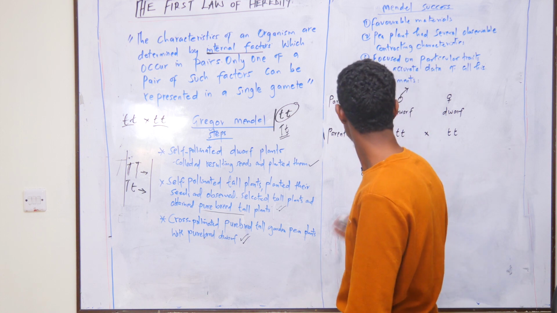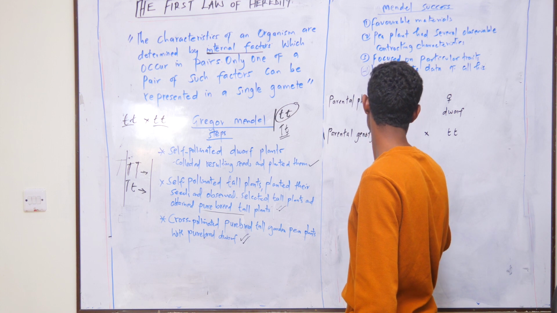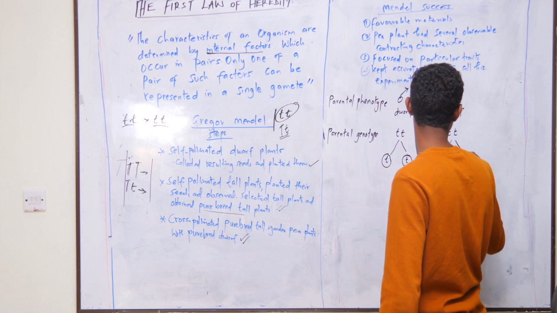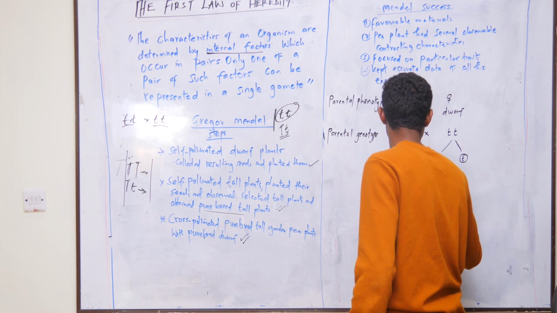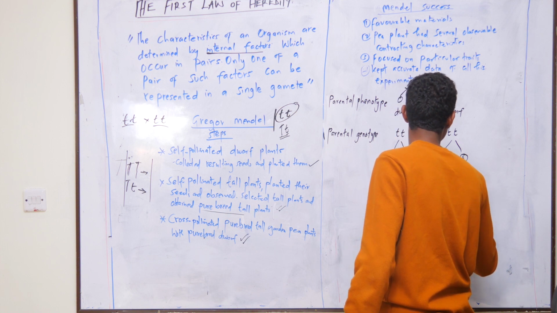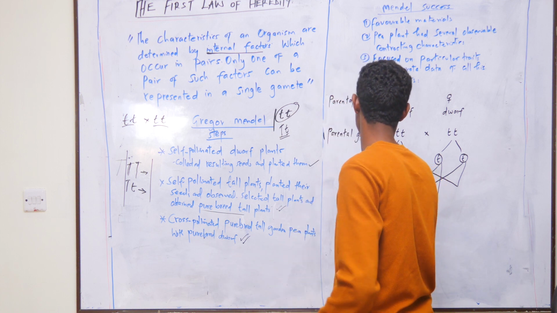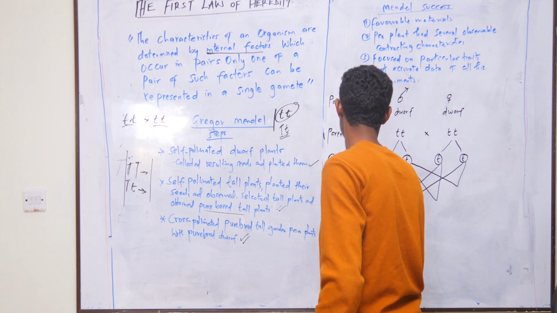Again class, each of such pair is contained in a single gamete. Now, let's cross this one. It will be like that. Now class, these are the gametes again. These ones are the gametes. This is the process of fusion or fertilization.